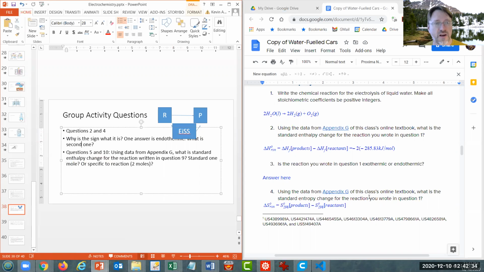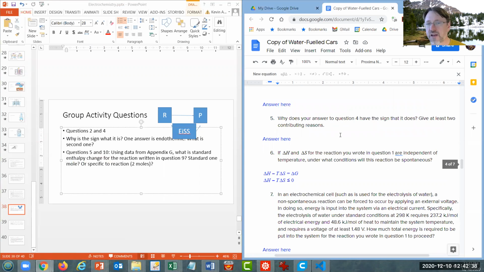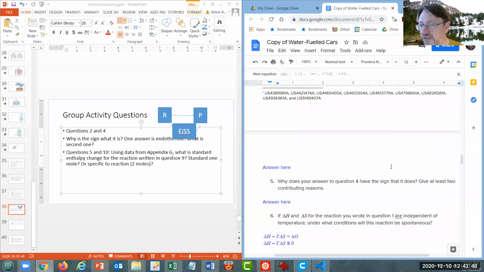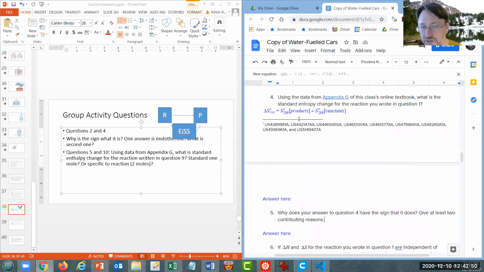The question: why is the sign what it is? A lot of people had trouble interpreting question 5. I talked about this a little bit yesterday. Why does your answer to question 4 have the sign that it does, and give at least 2 contributing reasons? When you do this calculation, you're either going to find that it's positive or that it's negative. That's what I'm talking about by the sign that it has. Whichever sign you come up with, why is the sign what it is?